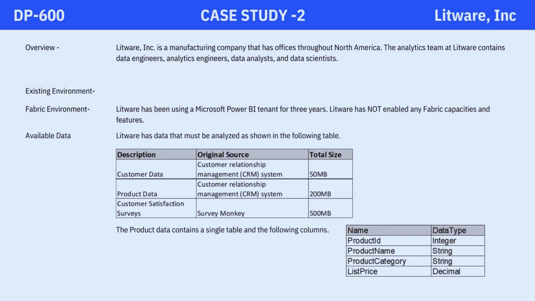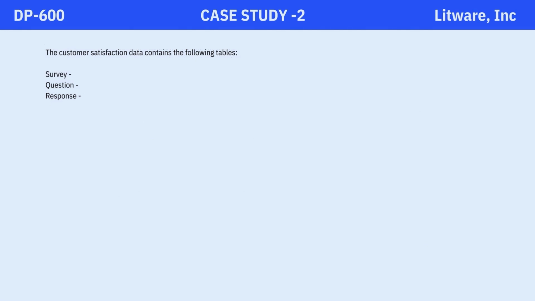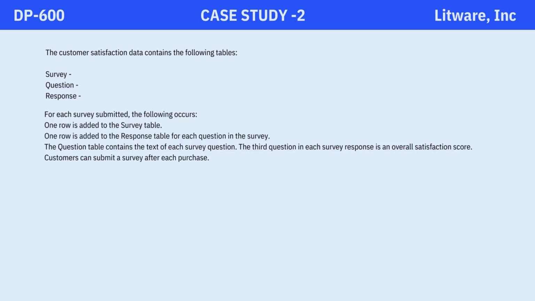In the available data, Litware has data that must be analyzed as shown in the following table, and the product data contains a single table and the following columns. The customer satisfaction data contains the survey, question, and response tables. For each survey submitted, the following occurs. One row is added to the survey table. One row is added to the response table for each question in the survey. The question table contains the text of each survey question. The third question in each survey response is an overall satisfaction score. Customers can submit a survey after each purchase.